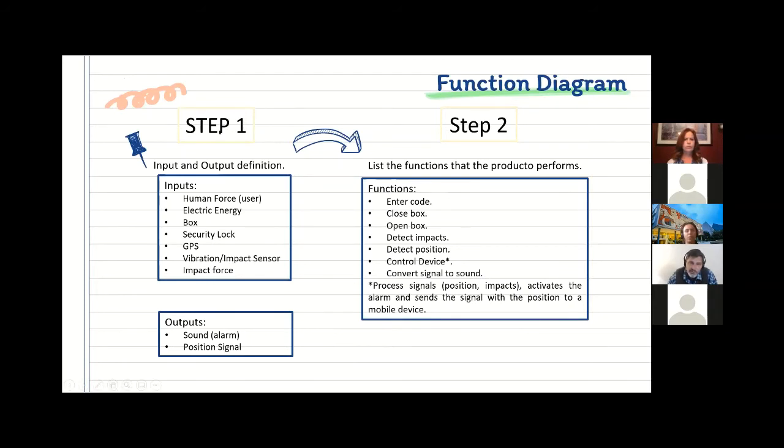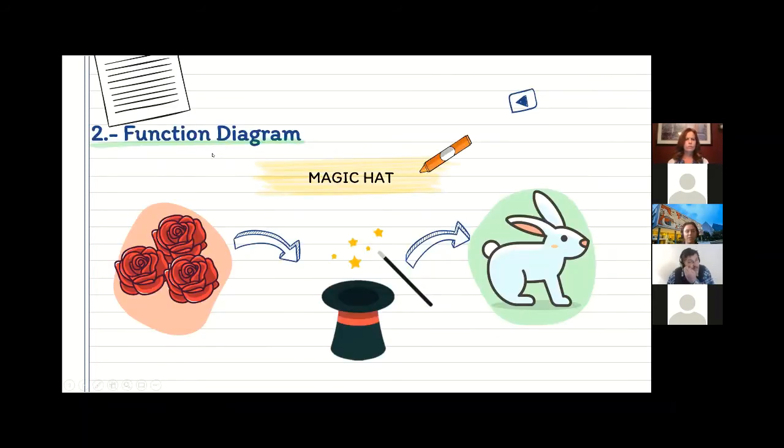Following with this tool, en esta parte nosotros tenemos el diagrama de funciones y entonces lo vamos a conocer como nuestro sombrero de magia, por así decirlo. En el sombrero de magia, lo que nosotros queremos representar es que inicialmente, cuando un mago hace un truco frente a la audiencia, tiene, por ejemplo, 3 rosas. Las mete en su sombrero y sale un conejo mágicamente.